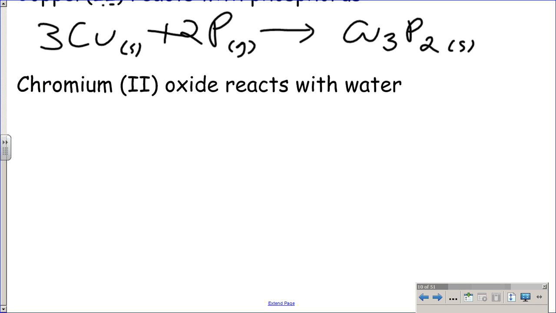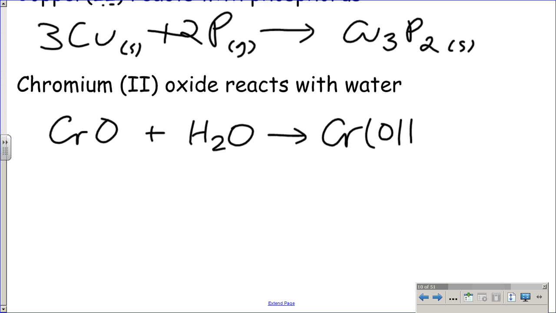All right, last one, chromium 2 oxide. Give me the formula. Cr plus H2O or HOH, either way you want to write it, yields Cr(OH)2. Okay, so this was Cr2+, this was O2-, crisscross. They go to Cr2O2. We know empirical formulas now. We know reduced to lowest ratio. Water is water, yields a metal hydroxide.